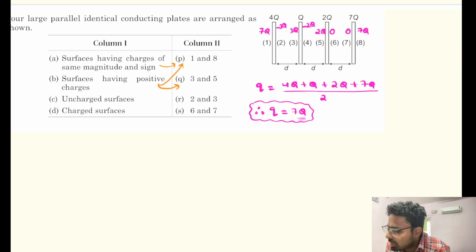But 2 is having negative charge. 4 is also having negative charge. 6 and 7 are having 0 charge. Uncharged means 0 charge.